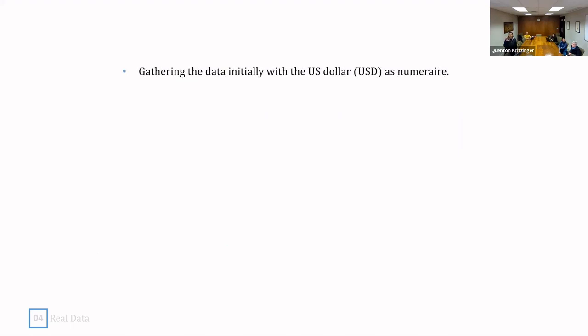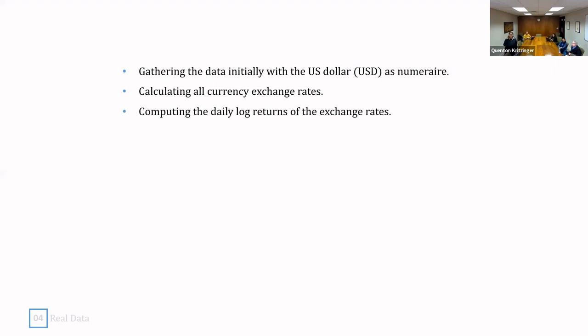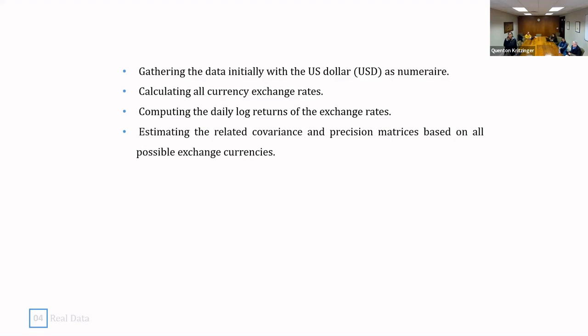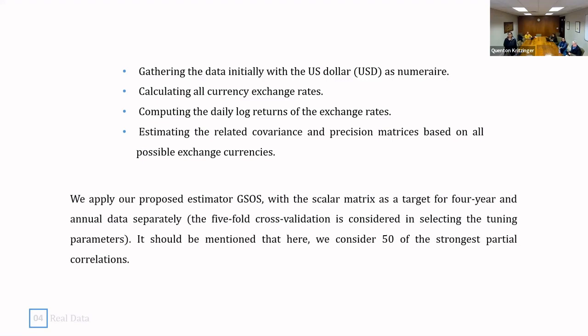At first, I collected the data with respect to the dollar as a numerator, and then calculated all of these exchange rates with all currencies as a numerator, and then computed the daily log return. We did this step because we need the multivariate normal assumption. So we have to guarantee that this is data that can be multivariate normal. So we consider the daily logarithmic return, and then try to find a network with respect to our proposed estimator.